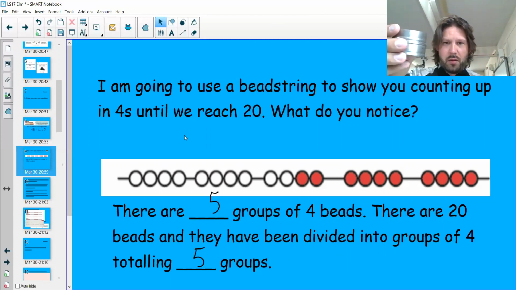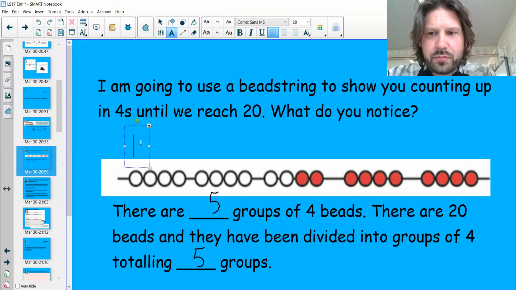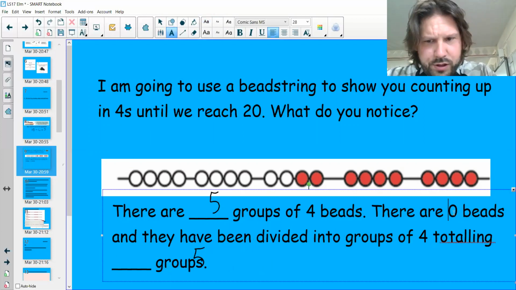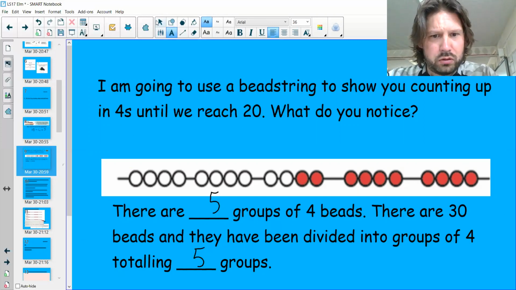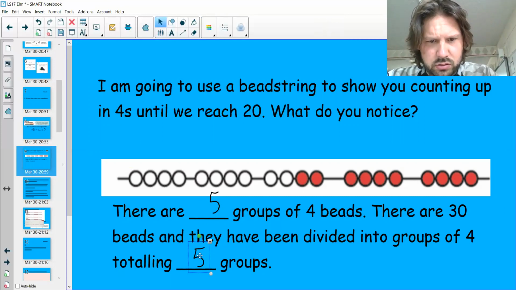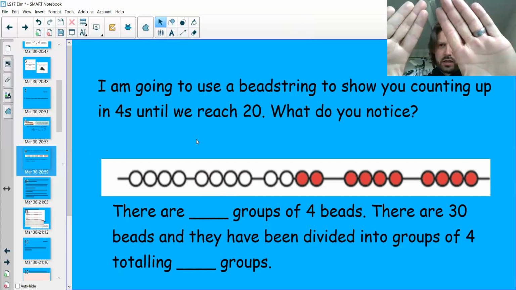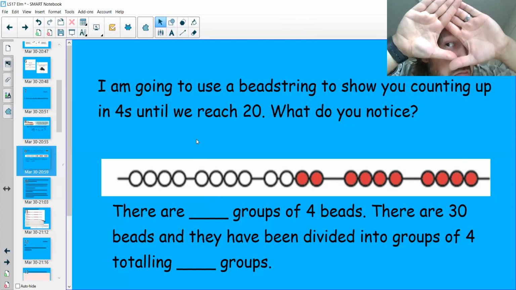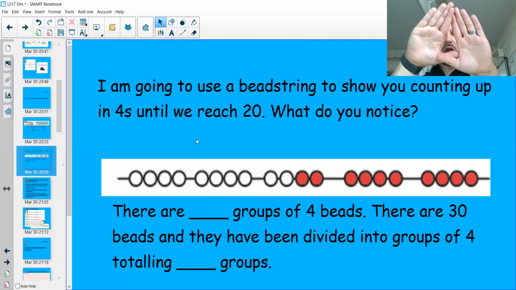So you could have 30 manipulatives, and you could divide them into groups of 4 and see how many there are. So why don't we do that now? If I change this, there are 30 beads, and they have been divided into groups of 4, totaling how many groups? Okay, I want you to have a go at that. Pause. Have a go at that, and I'll come back to you in a second.